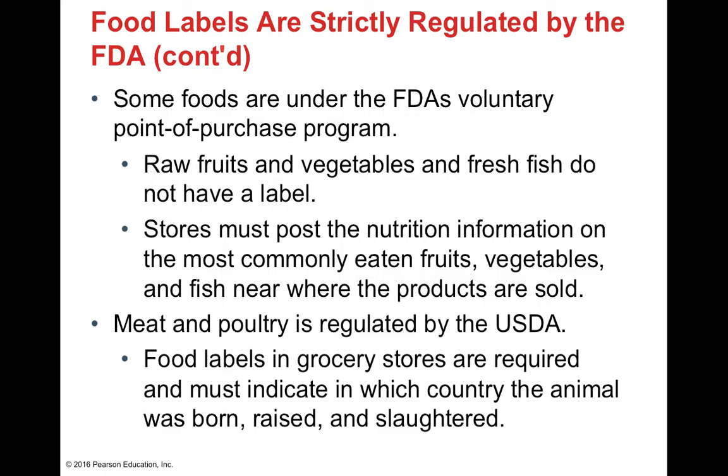And this is all regulated by the USDA. All meat and all poultry is regulated by the USDA. So food labels in the grocery stores are required to indicate the country the animal was born and raised in and also slaughtered in. So you know whether or not you're getting, for example, fish from Canada or a fish from somewhere in the United States.